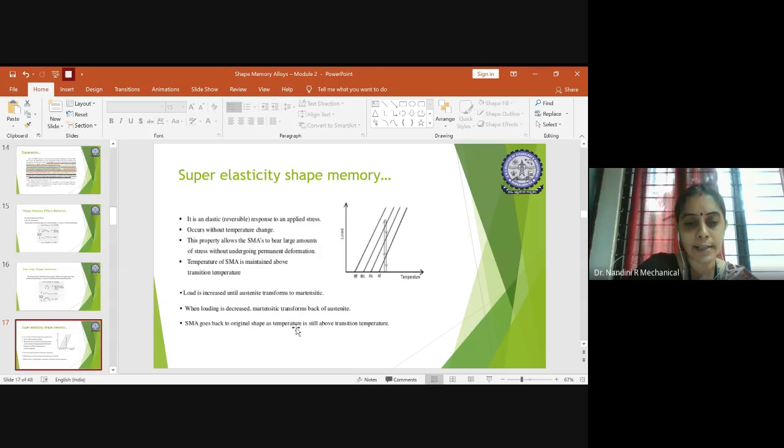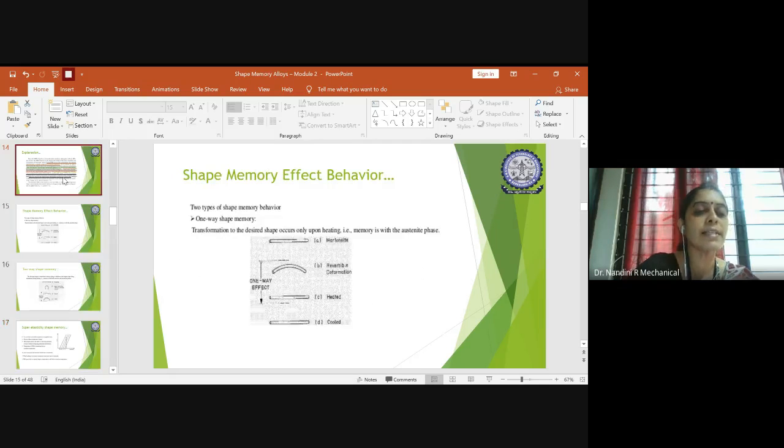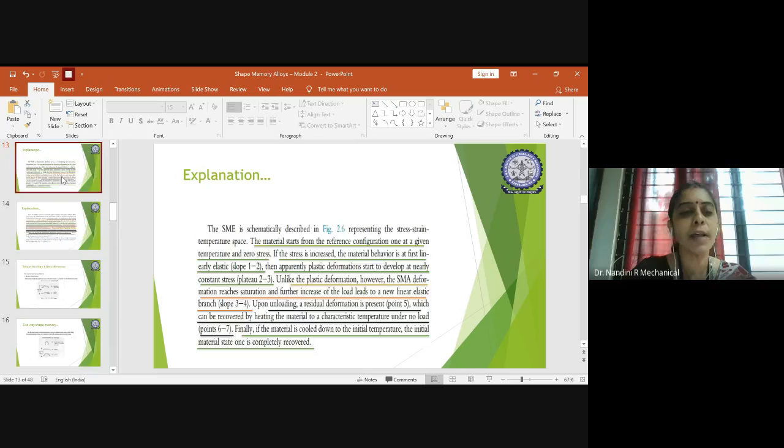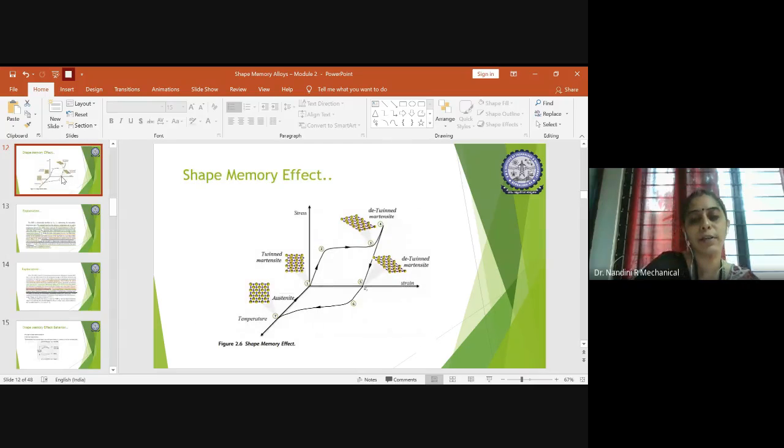And the last characteristic is that the shape memory alloy goes back to the original shape while the temperature is still above the transition temperature. It mainly depends upon the type of alloy you are using. Sometimes the shape memory alloy can come back to its original shape even though the temperature is above the transition temperature. So it has the capability of coming back as the temperature starts reducing.